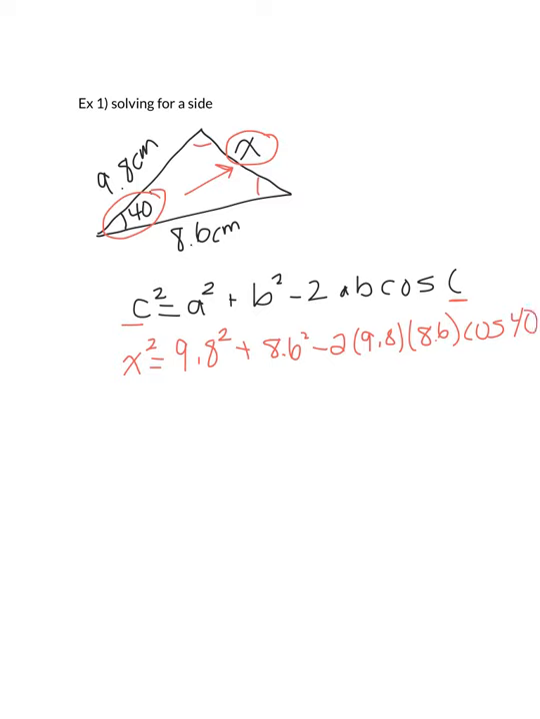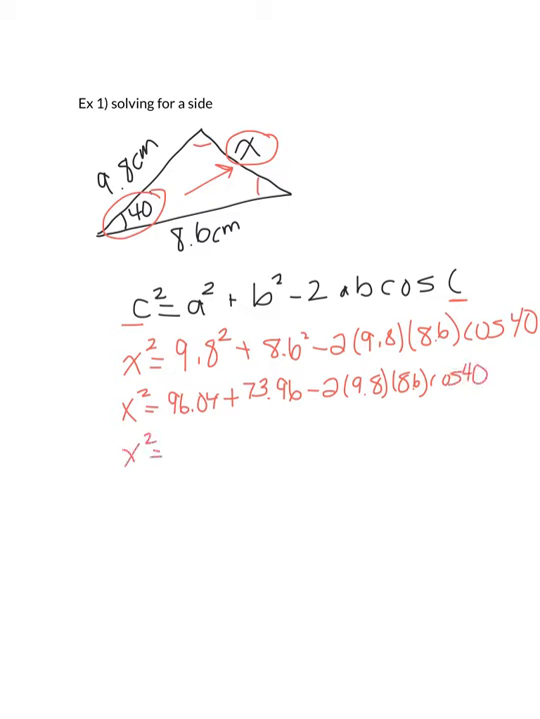Now, if you have a calculator where you can type this all in at once, you may absolutely do that. I will just be showing you all of the steps, but I will show you the line that you could jump to if that were the case. So x squared is equal to 9.8 squared, which is 96.04, plus 8.6 squared, which is 73.96, minus 2 times 9.8 times 8.6 times cos of 40.